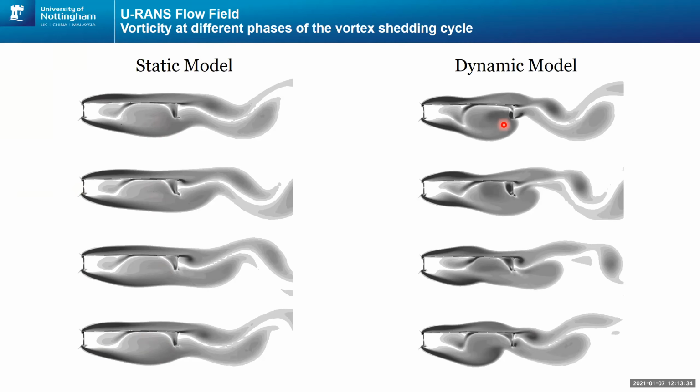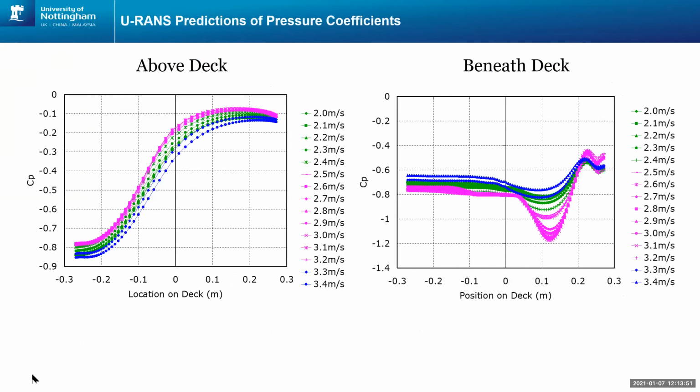And there's a much stronger vorticity forming through the vortex shedding phase cycle in the dynamic model than the static model, indicating the influence of the motion-induced vortices. We're also able to use the wind field from the URANS predictions to get the pressure on the surfaces of the deck. And we see again a strong influence of the vortex shedding process.